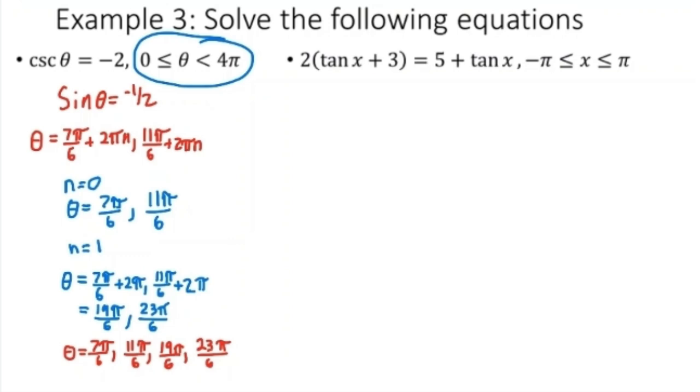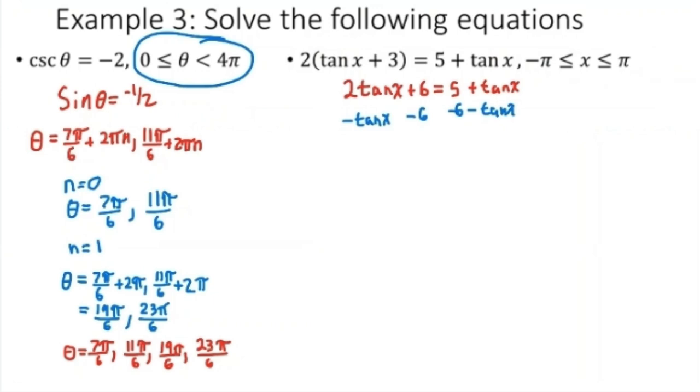Right-hand side, as simple as we can make it. On the left-hand side, we can distribute in 2. And when we distribute in 2, we get 2 tangent x plus 6 on our left-hand side. Now let's get all of our tangent x's to one side of the equation, and while we're at it, we can get all of our constants to the other. So we're going to subtract tangent x from both sides to get all of our tangents to the left, and we're going to subtract 6 from both sides to get our constants to the right.